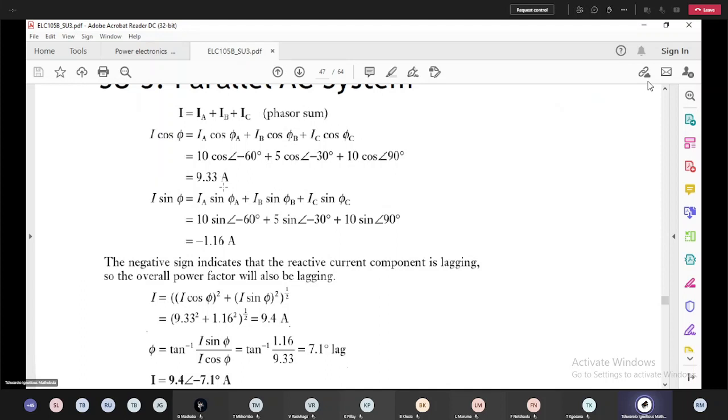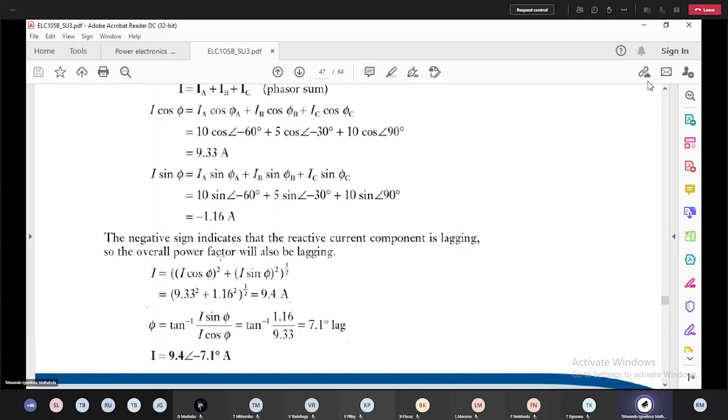You do the same thing with the sine component, or the reactive component, where you add the reactive components of all the individual currents in the various branches. And when you substitute with the relevant information, IA, theta A, and so on, you'd be able to get that current to be minus 1.16. Of course, the minus there simply tells you the direction. In our case, it's going to be in the negative y-axis. It's a quadrature, so negative y-axis. So the negative sign indicates that the reactive current component is lagging. That's correct. So the overall power factor will also be lagging.